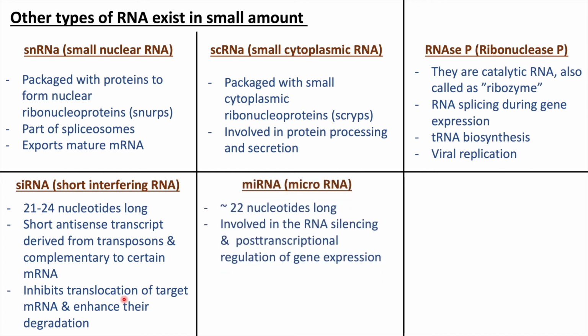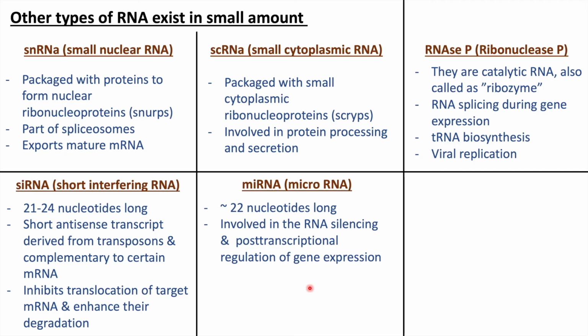Now we also have microRNA, and they are approximately 22 nucleotides long, involved in RNA silencing and post-transcriptional regulation of gene expression. MicroRNAs are also very important because they are present in many mammalian cells, as well as available as circulating microRNAs, and these are very important because they can also be used as biomarkers in certain disease conditions. So microRNAs are also one of the tools used in research very regularly.